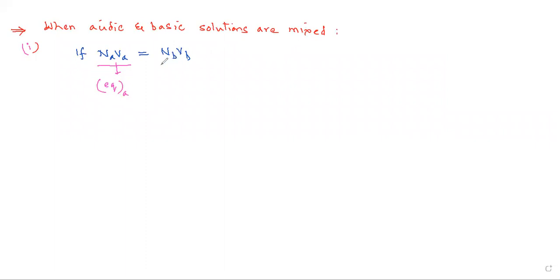Now, see, this NbVb can be given as the number of equivalents of the base. Because the number of equivalents of acid is equal to that of base, this can be given as a neutral solution. Okay, that is case 1.